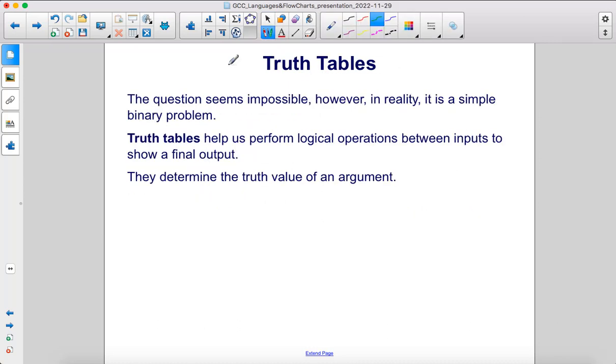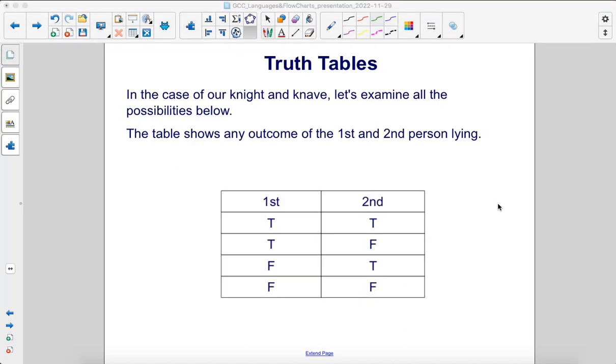The question seems impossible. However, in reality, it is a simple binary problem. Truth tables help us perform logical operations between inputs to show a final output. They determine the truth value of an argument. In the case of our knight and knave, let's examine all the possibilities below.